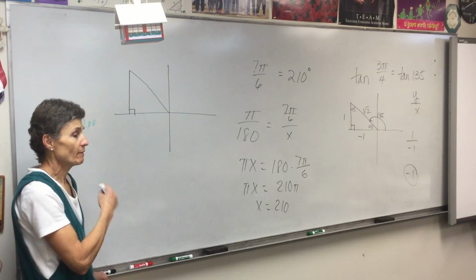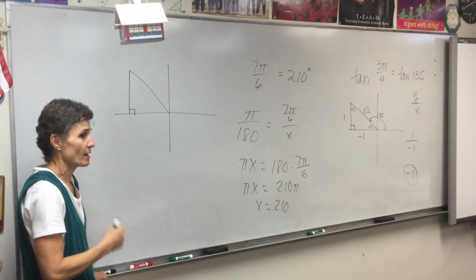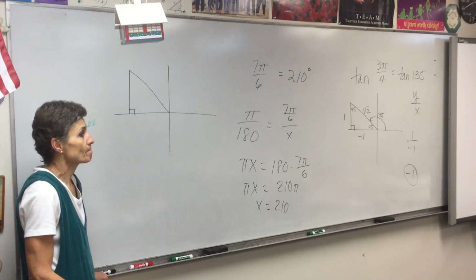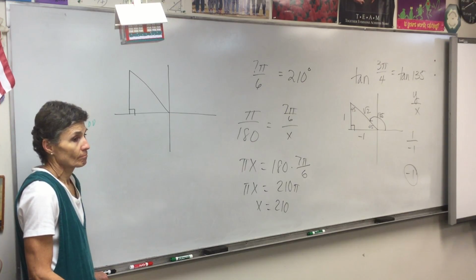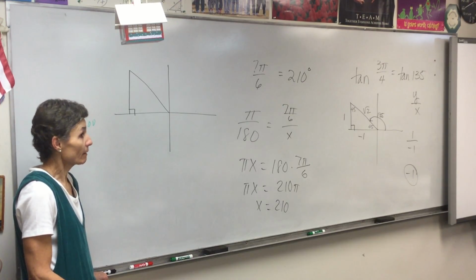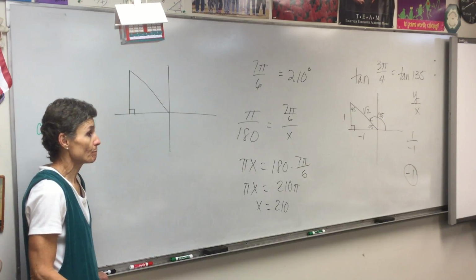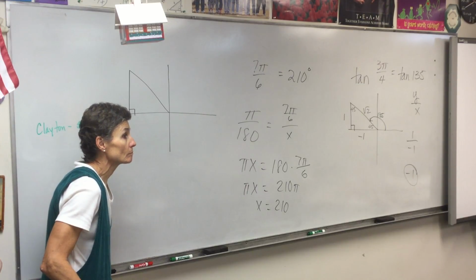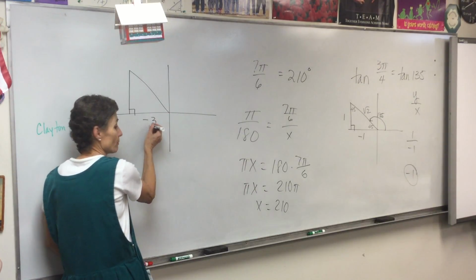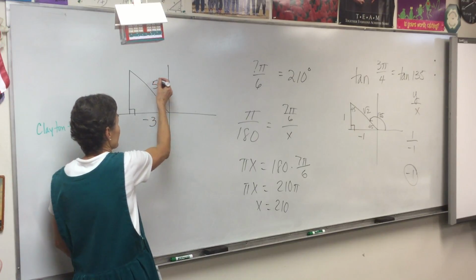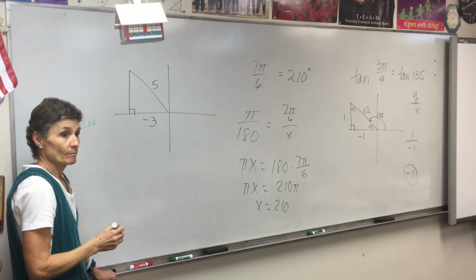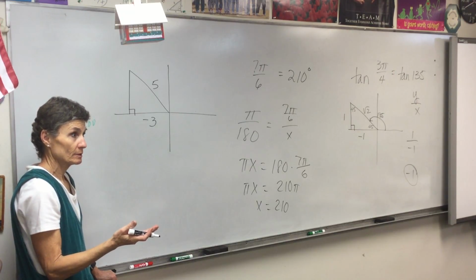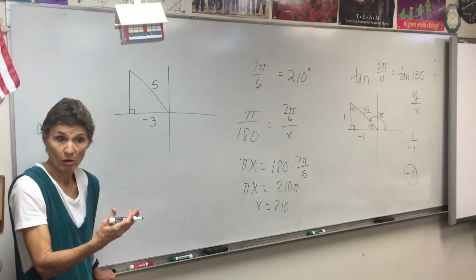Alright? So somehow I have to put that in my picture. So how am I going to do that? The cosine is negative 3/5. What do we know about cosine? Yeah, Chloe? Cosine is the... negative 3 is the adjacent. Yeah. So I'm going to put negative 3 right here, and I'm going to put 5 right here. Doesn't that make sense to you guys? That's cosine. That's adjacent over hypotenuse, or x over r.